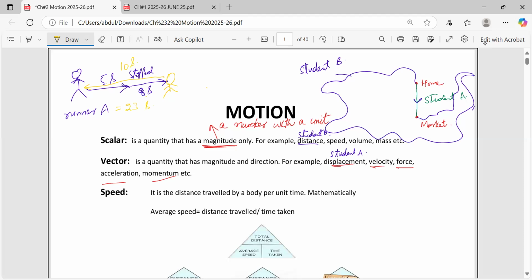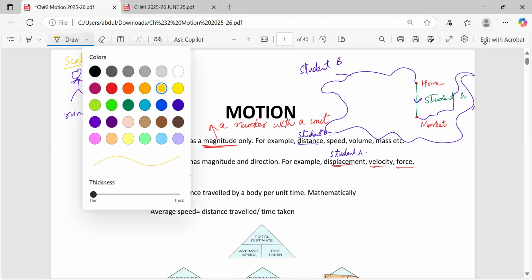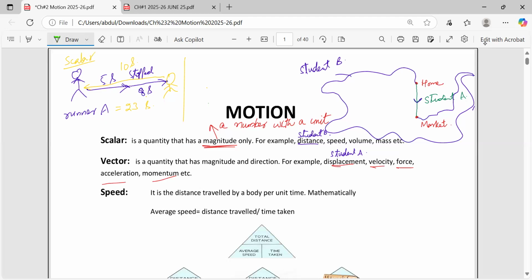It means direction doesn't matter, even though his direction was reversed. Blue color, he's moving forward. Yellow color, he's moving backward. So he took simply 23 seconds. Time does not depend on direction. Simple as that. Okay, that was an example of a scalar. Now I'm going to give you an example of a vector.